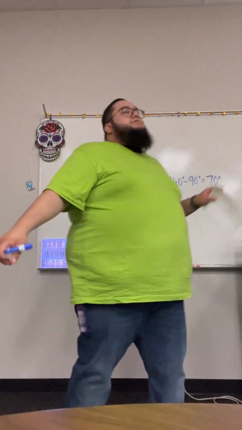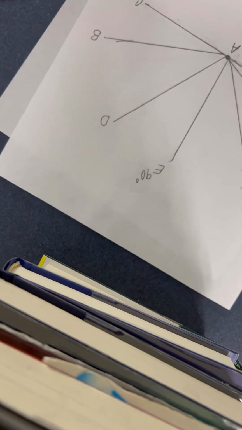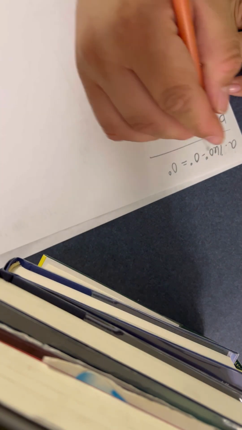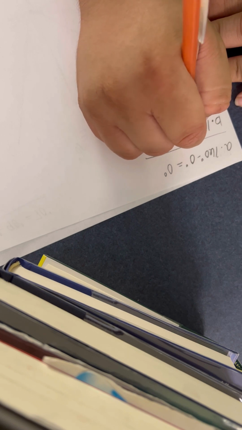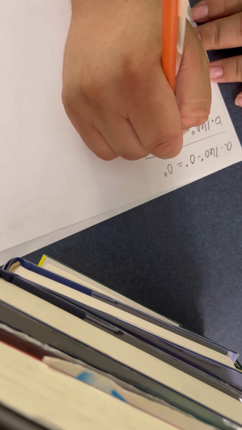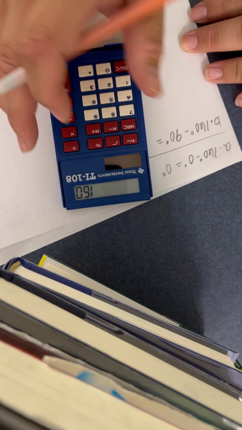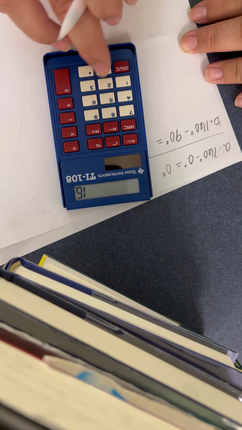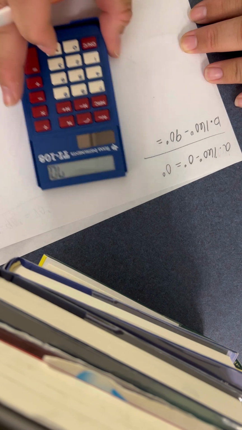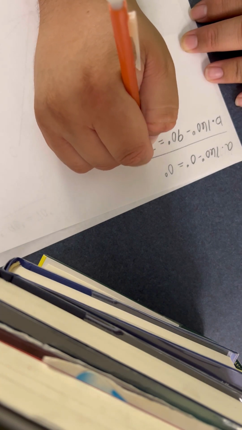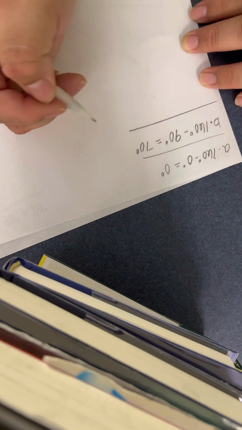Sound good? Make sure you write that on. So your angles AG and AE. AG is going to equal 160 degrees, and angle AE is going to equal 90 degrees. So what you're going to do next is subtract. Correct. You're going to subtract 160 degrees minus 90 degrees, and that is going to give you a grand total of 70 degrees. So your answer for part B is going to be 70 degrees.